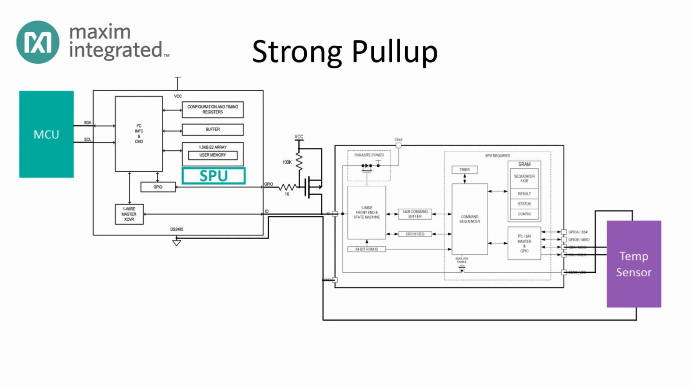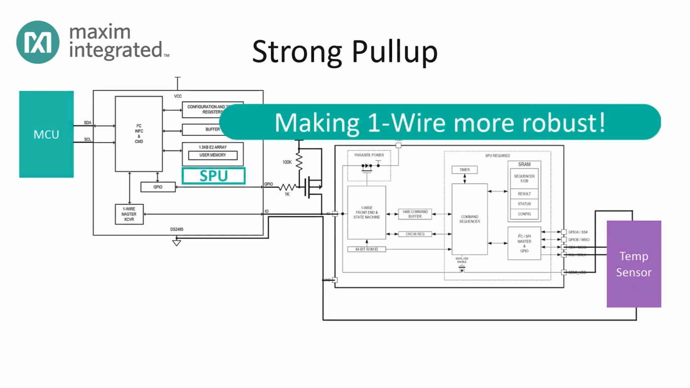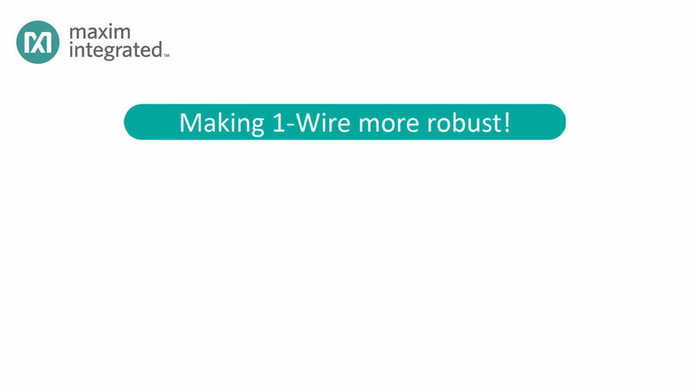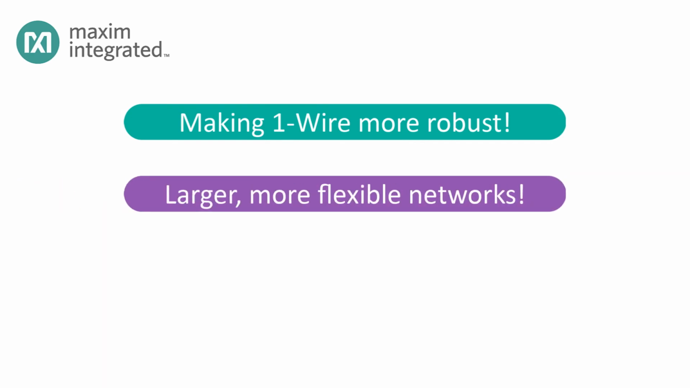Active pull-up and strong pull-up make an already great one-wire standard even better by allowing larger, more flexible networks and more capable endpoint devices.